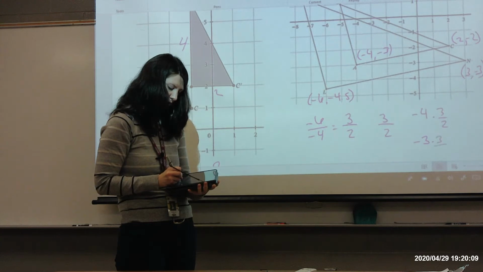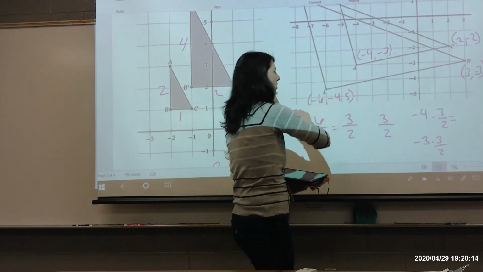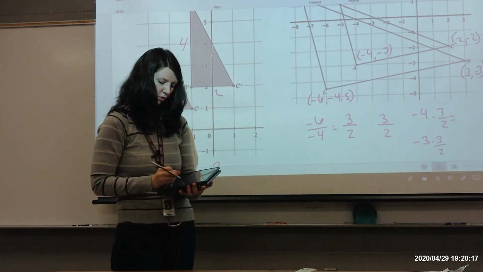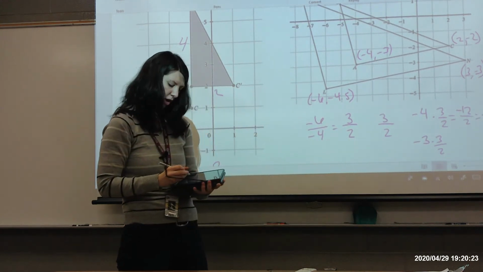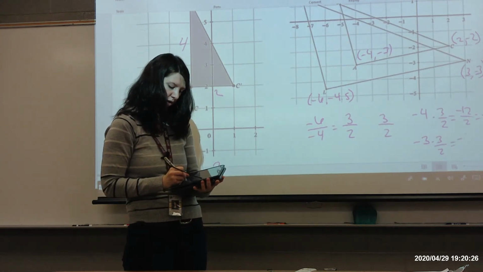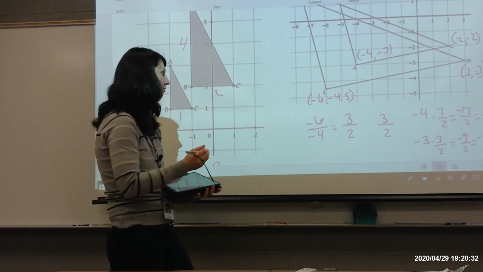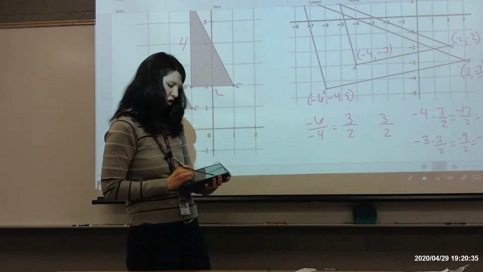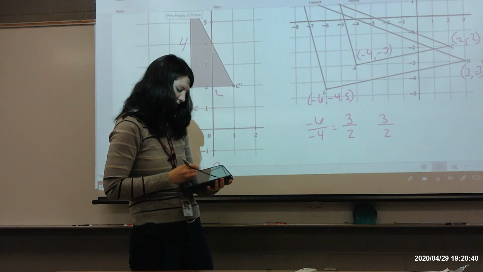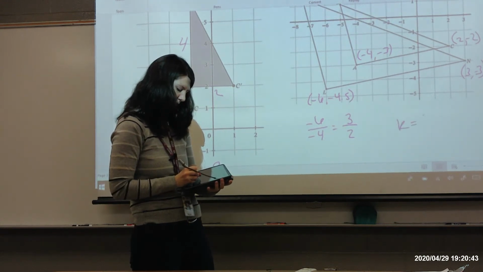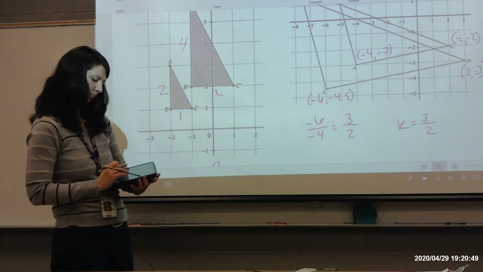This is a way to check yourself. So I am just taking what I think is my scale factor, multiplying it to my coordinate here to make sure it makes sense. Well, -4 times 3 over 2 is -12 over 2, which is -6. That lines up. Let's try again. -3 times 3 over 2 is -9 over 2. And if you put that in your calculator or do your mental math, that is -4.5, which makes sense. So all this work was just to confirm that our scale factor is 3 over 2. We expect it to get larger. 3 over 2 is greater than 1. I think we have the right number.